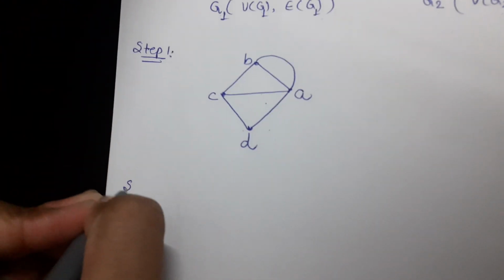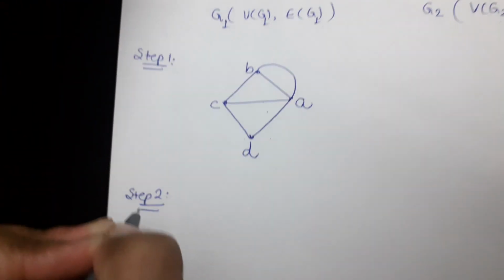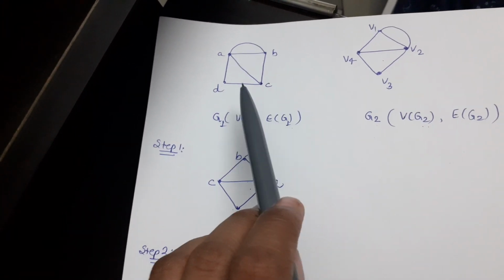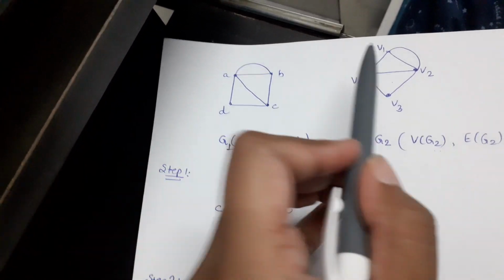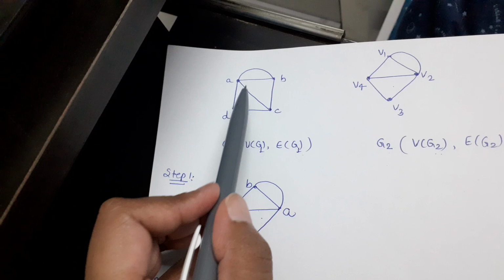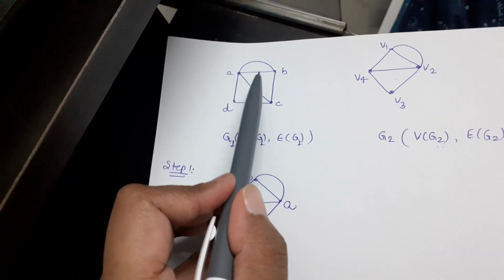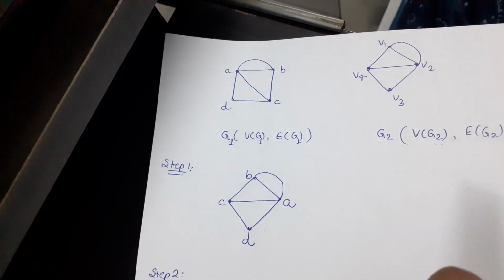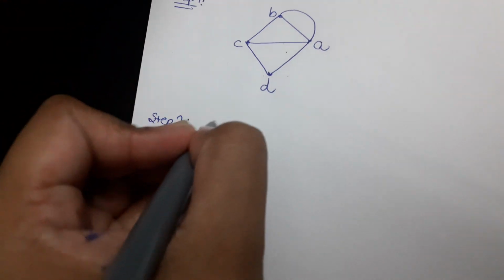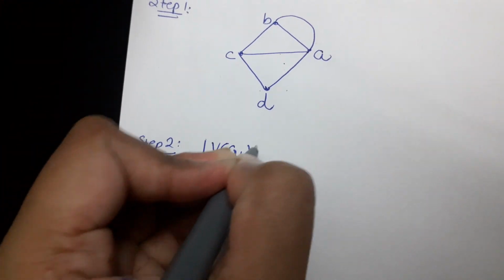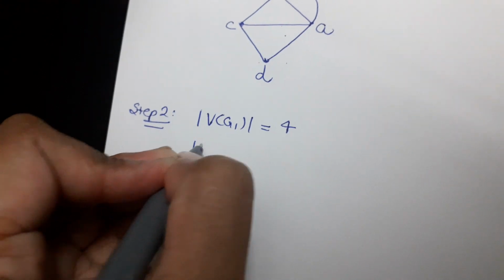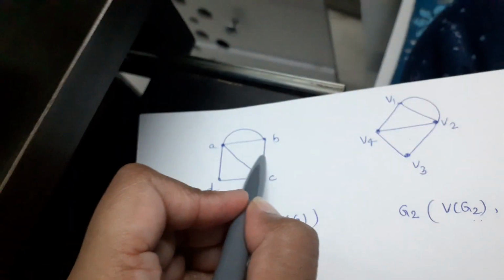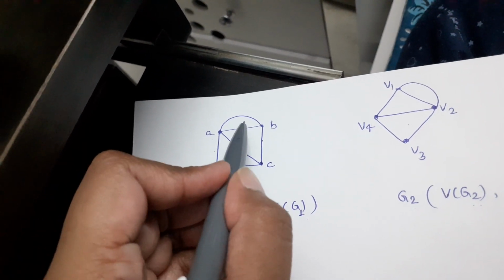Step number 2. Make sure that the number of vertices and the number of edges are the same in both the graphs. Here you have 4 vertices and here we have 4 vertices. Similarly edges 1, 2, 3, 4, 5, 6 and 1, 2, 3, 4, 5, 6. Edges are the same. So the number of vertices in graph 1 is 4 and the number of edges in graph 1 is 6.